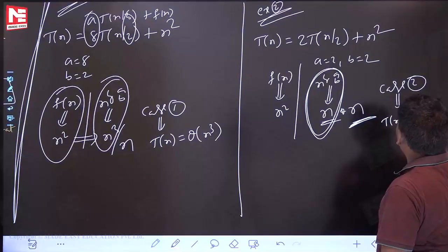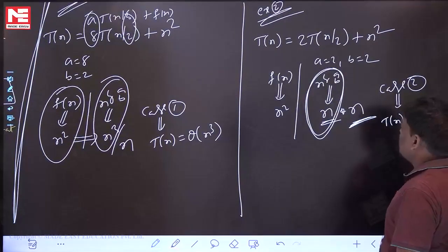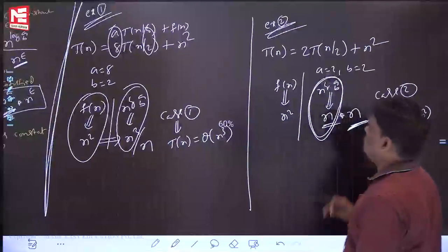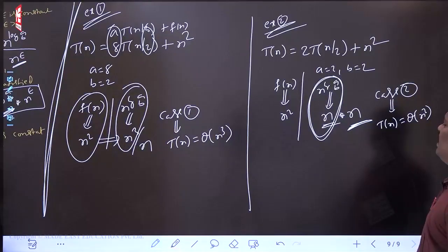T(n) is equal to theta of n square. Whoever is bigger, that is the answer. That is case 2. Just compare f(n) and n power log a base b, that's it.